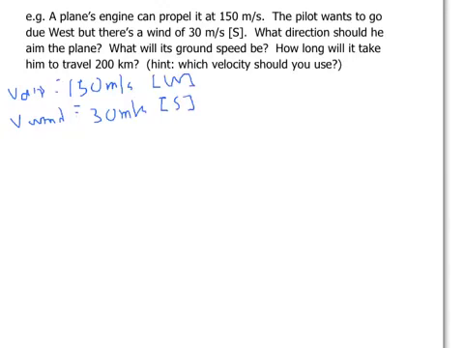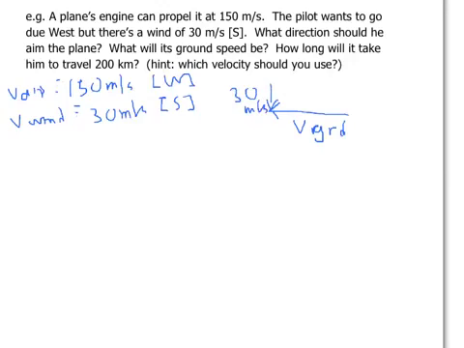Okay, well, let's draw an equation. So he wants to head directly west. In reality, that is our V ground. The plane can fly any direction, and it can fly at 150 meters per second. And we know that there is a wind of 30 meters per second south. So let's draw our wind vector. It's going to be pointing south, and we know that will be 30 meters per second.